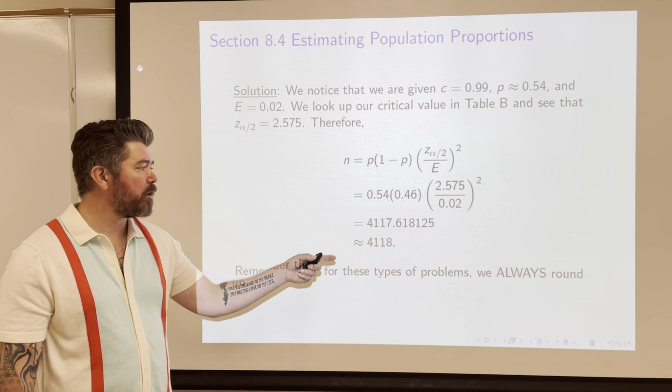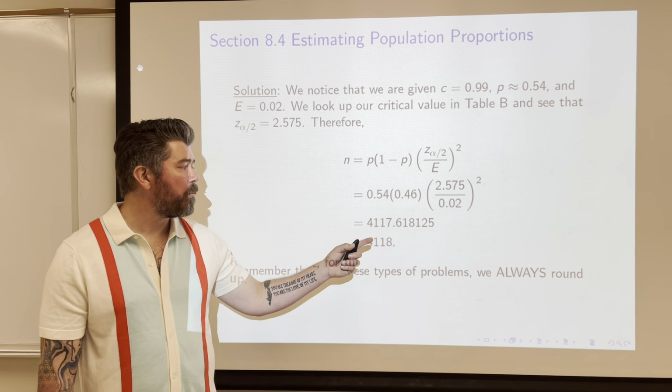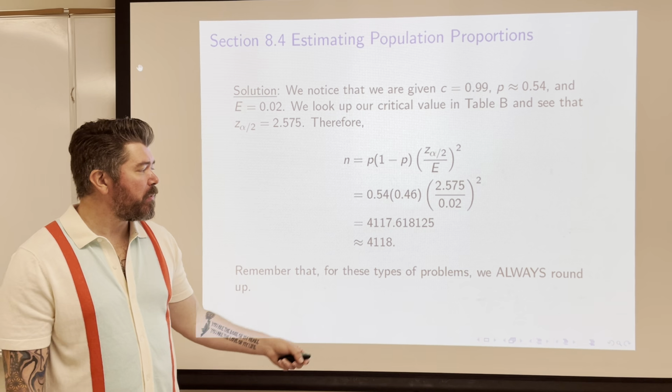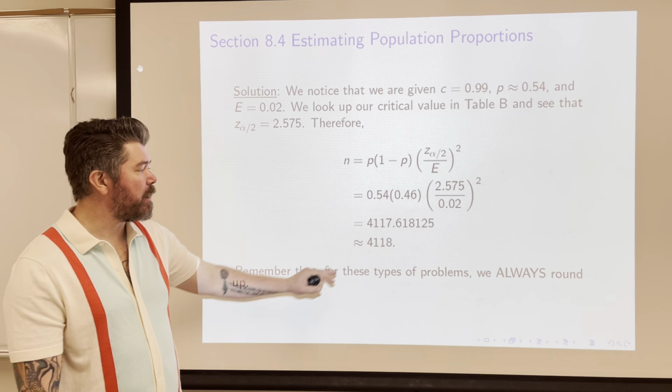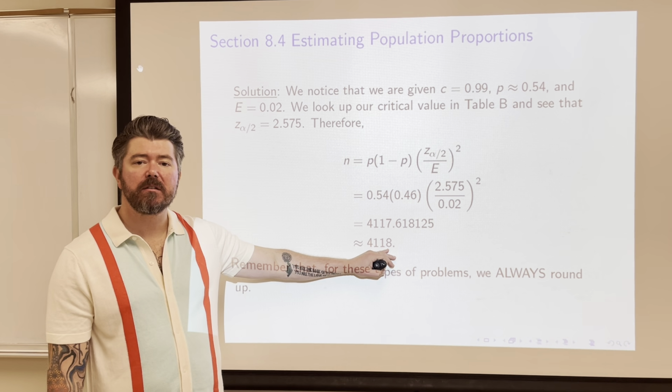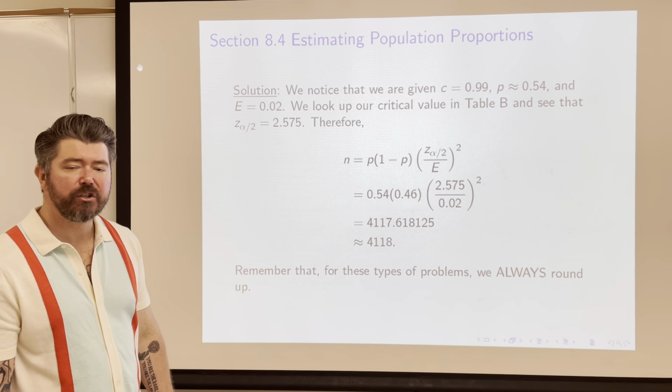Plugging all these in, 0.54 for P, 1 minus P is 1 minus 0.54 or 0.46. Our Z is 2.575 and our error is 0.02. Using our calculator we get 4,117.6 and so on. But for these types of problems, we always round up. So I'm going to round up to the next whole number and we get approximately 4,118.